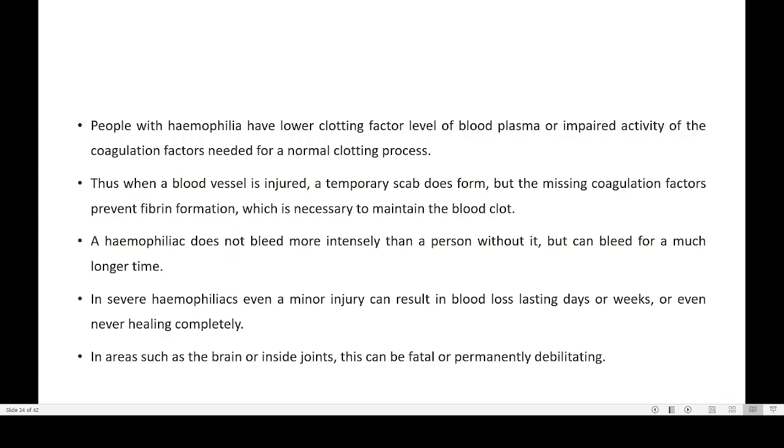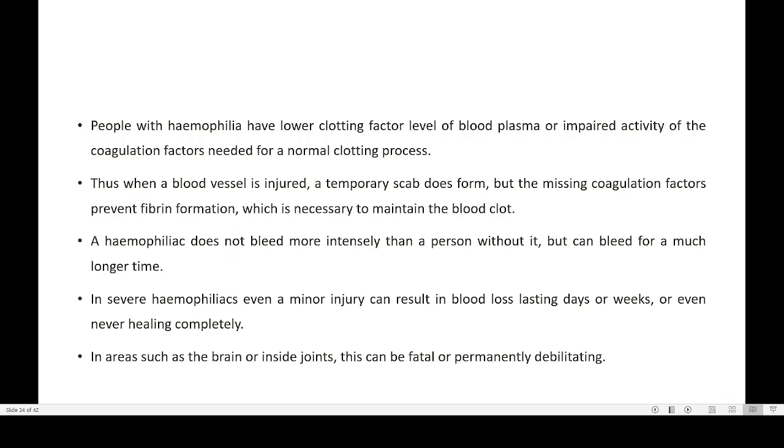But here, when a blood vessel is injured, a temporary scab forms; in Malayalam we call it kotta. But it may not be very effective in preventing the loss of blood, which is necessary to maintain the blood flow. A person with hemophilia does not bleed more intensively than a person without it, but can bleed for a much longer time. There is no heavy bleeding; it is only longer bleeding. The bleeding level is the same, but it will continue for several hours, sometimes more than one or two days.